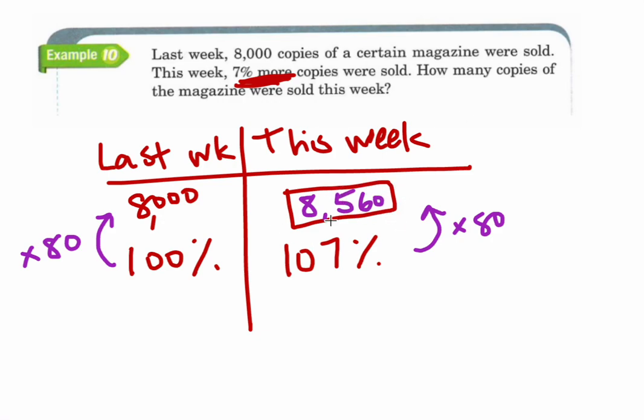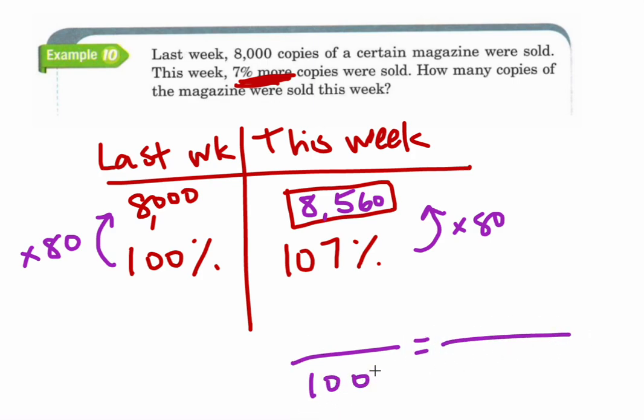How much more did they sell? 560 copies, right? Because it looks like that's the difference between those. But they don't want to know how much more. They want to know how much total they sold this week, which is going to be more than the 8,000 last week.